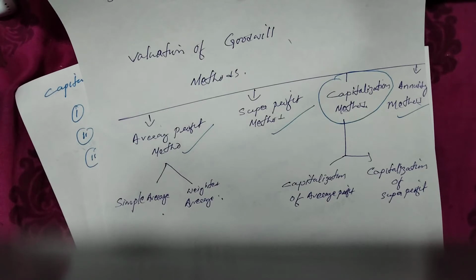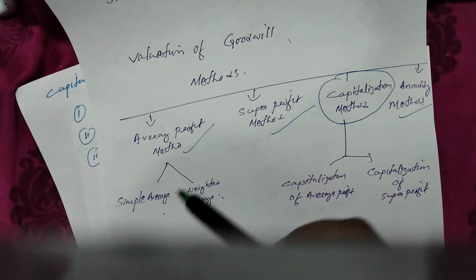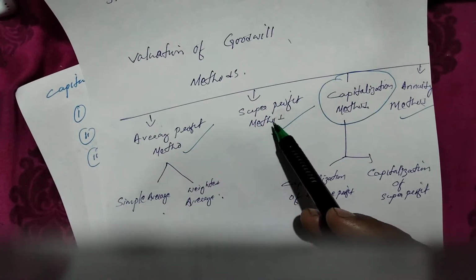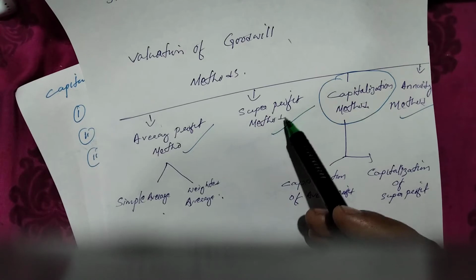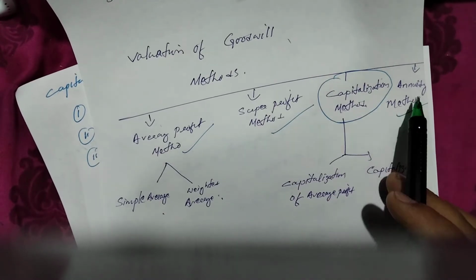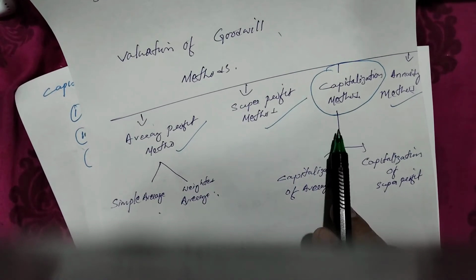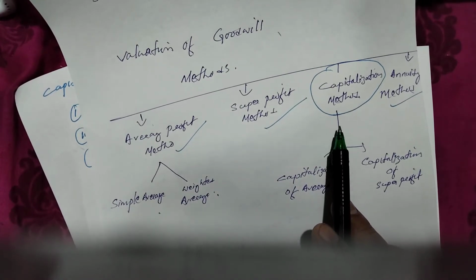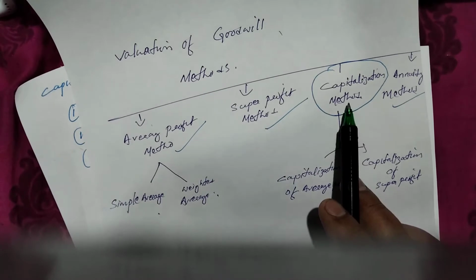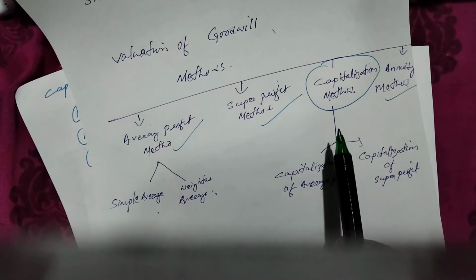So we were doing the methods of valuation of goodwill. Till now I have done average profit methods of finding goodwill. We have already solved super profit method as well as the annuity method. Now in this particular lecture we will be finding the value of goodwill through the capitalized value of method.